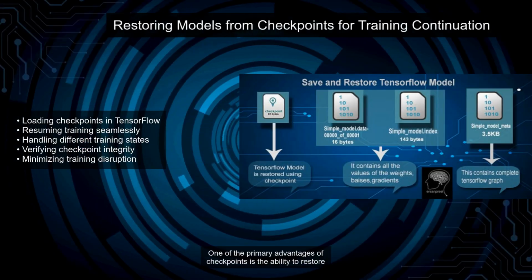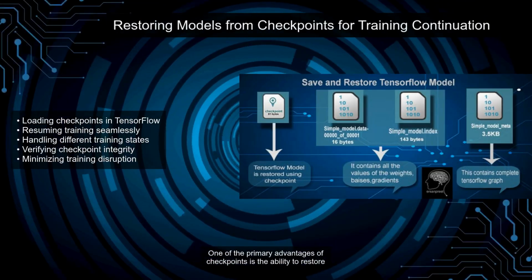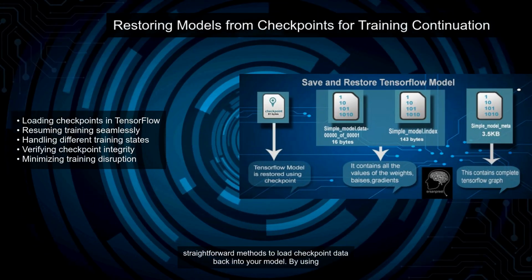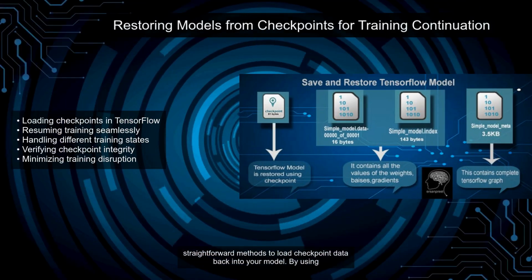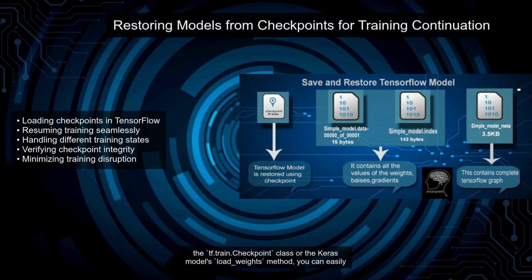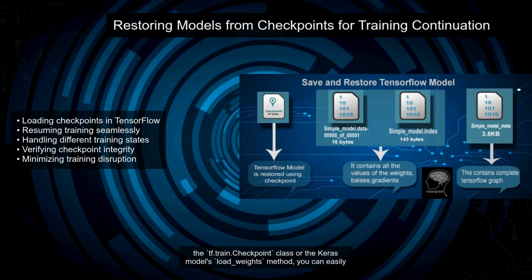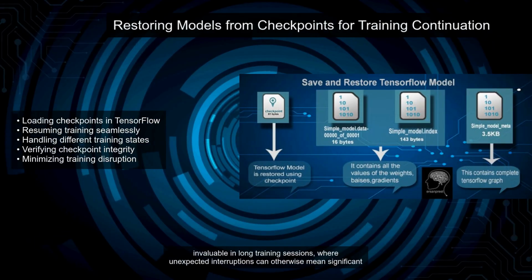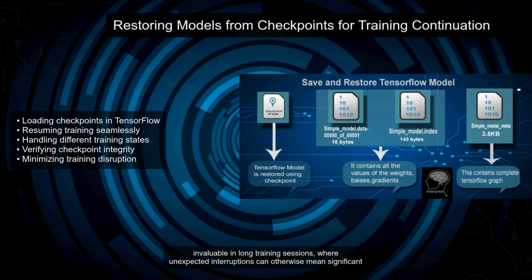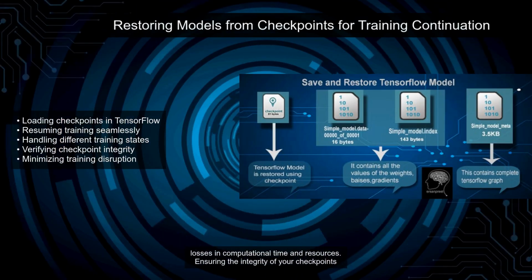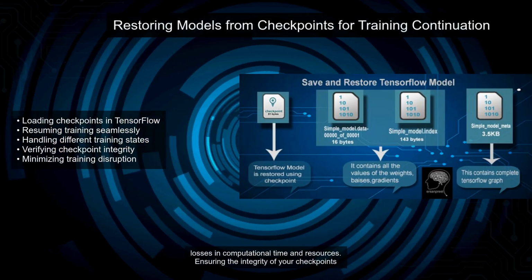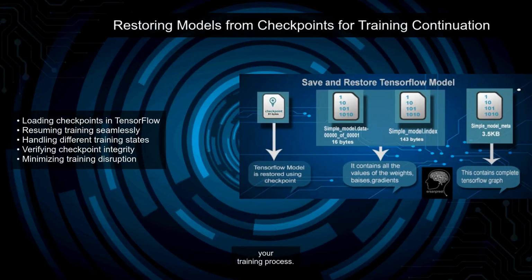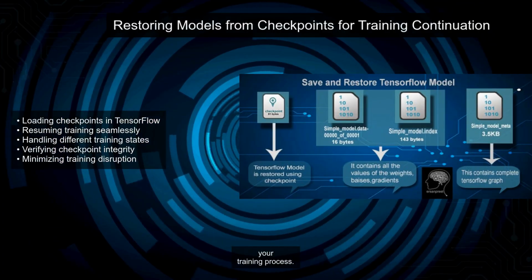One of the primary advantages of checkpoints is the ability to restore models and resume training with minimal disruption. To achieve this, TensorFlow provides straightforward methods to load checkpoint data back into your model. By using the tf.train.Checkpoint class or the Keras model's load_weights method, you can easily rehydrate your model with the saved weights and states. This capability is invaluable in long training sessions, where unexpected interruptions can otherwise mean significant losses in computational time and resources. Ensuring the integrity of your checkpoints and verifying their successful loading is key to maintaining the continuity of your training process.